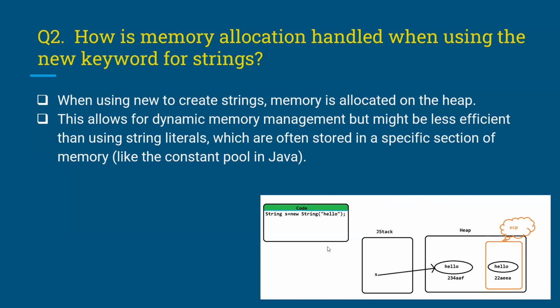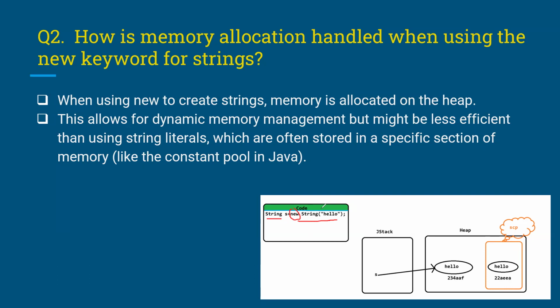Look at the example I've taken here: String s = new String("hello"). Whenever we use the new keyword, the memory is occupied inside the heap as well as the string constant pool. But since we are using new, the reference always points to the heap memory. For every object creation, the JVM internally generates a hash code, which is converted to hexadecimal. For understanding purposes, I've written it here.